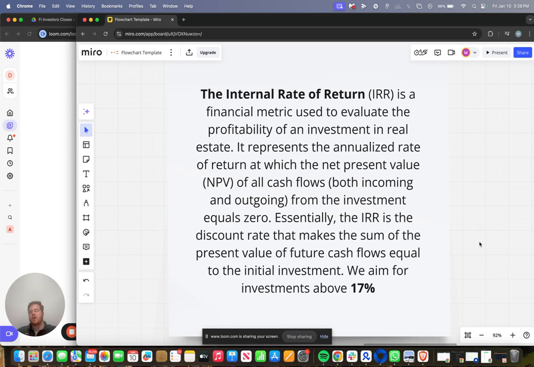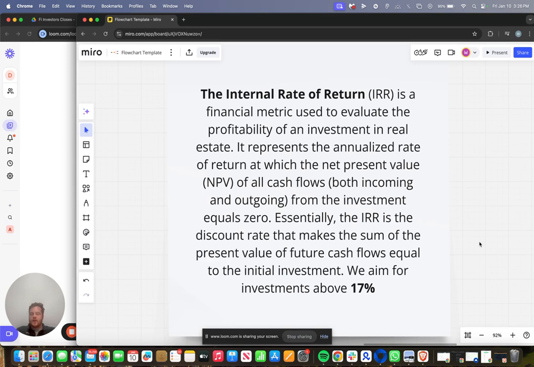Next is the IRR, or the internal rate of return. So what is it? The IRR is a financial metric used to evaluate the profitability of an investment in real estate. It represents the annualized rate of return at which the net present value, NPV, of all the cash flows, both incoming and outgoing, from the investment equals zero. Essentially, the IRR is the discount rate that makes the sum of the present value of future cash flows equal to the initial investment. We aim for an IRR above 17%.